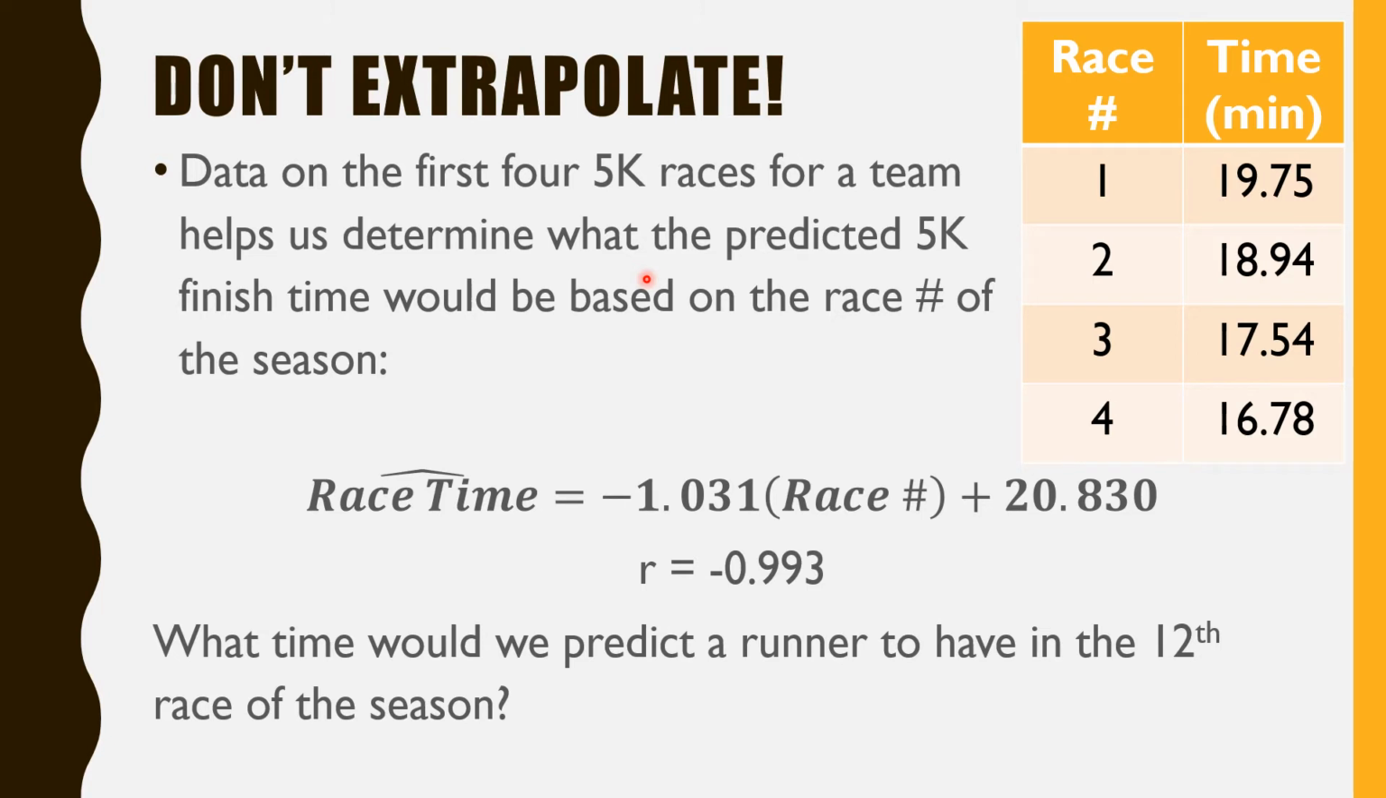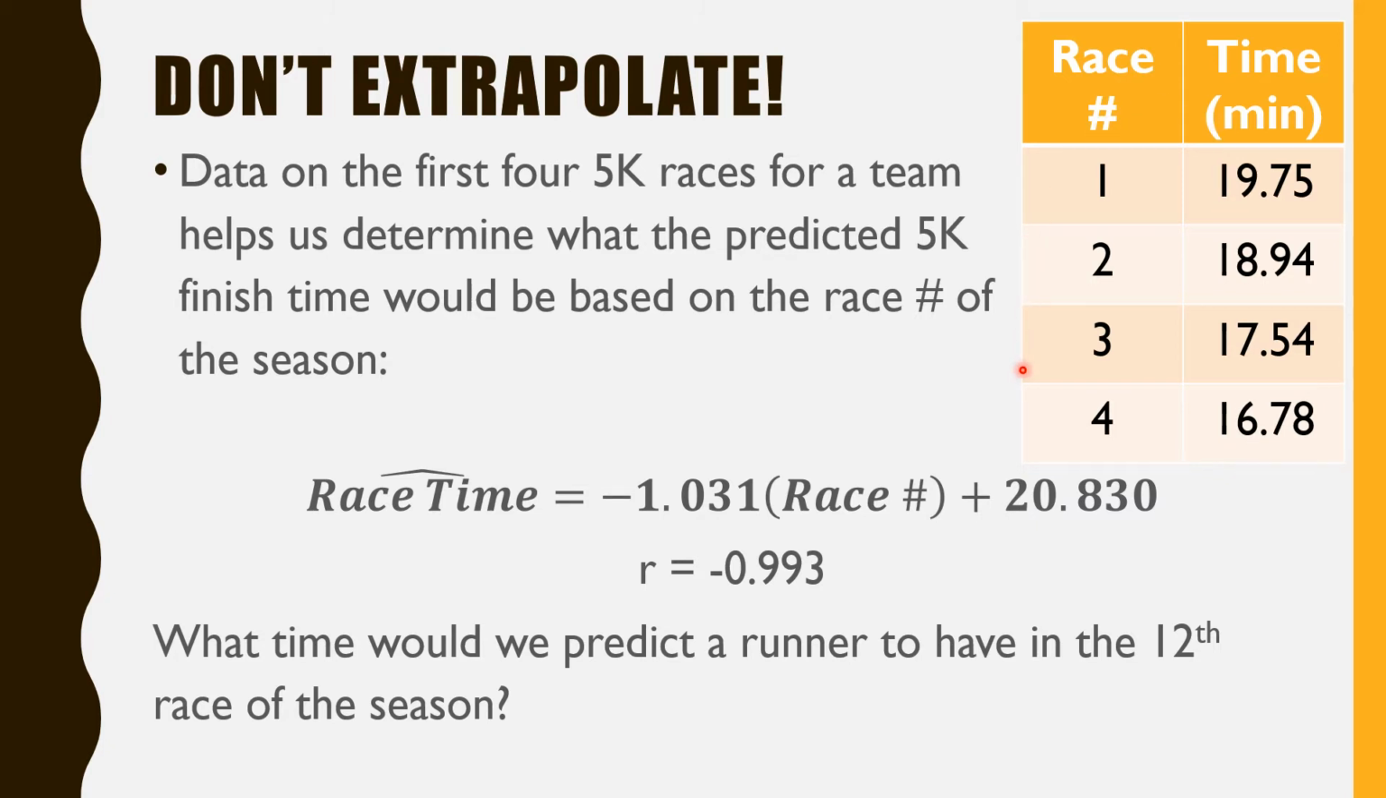So let's just say we have data on the first 4 5K races for a team, maybe a cross-country team, and we see that on race 1, we had a typical 5K time of 19.75 minutes. Race 2, we get a little faster. Race 3, we get a little faster. 4th, we get even faster. So as we can see, we're getting much faster over the course of each race, and that kind of makes sense, right? We hope that happens in a cross-country season.